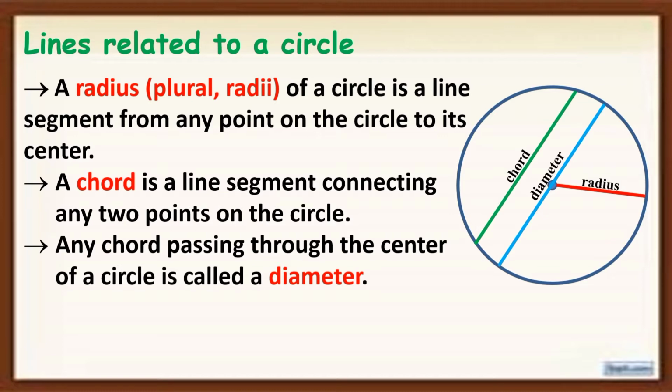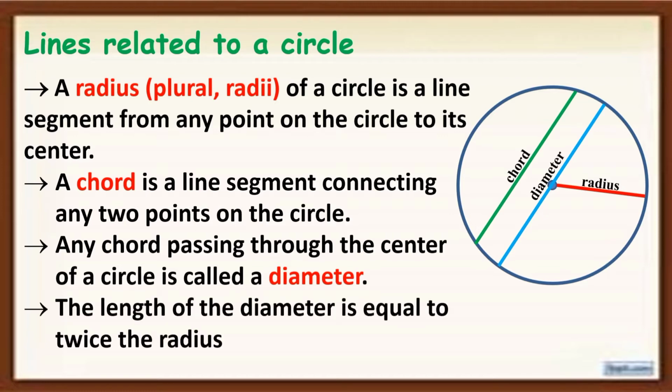Next, always remember that the length of a diameter is equal to twice the radius. Again, the length, o yung haba ng isang diameter, is equal to twice the radius.